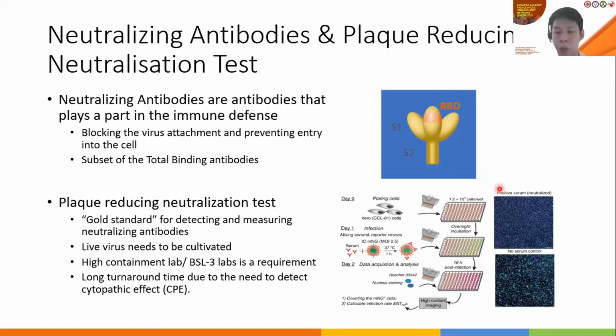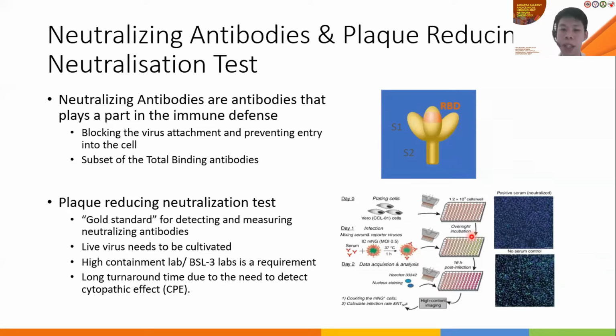As you can see, I've shown a diagram on the bottom right. First, the cells need to be seeded onto a 96-well plate or 384-well plate, depending on the platform. And this requires overnight incubation so that the cells can actually be plated and coated onto the bottom of the plate.